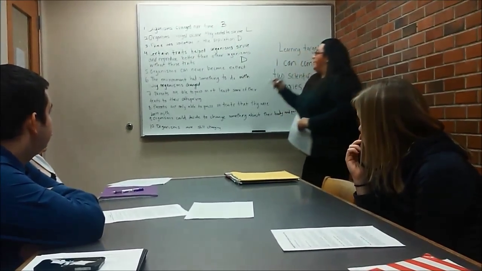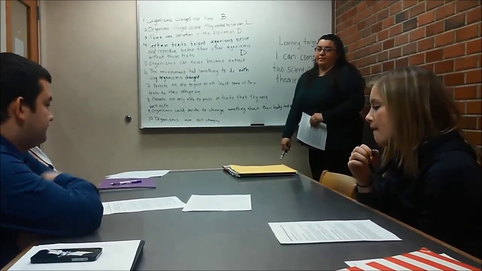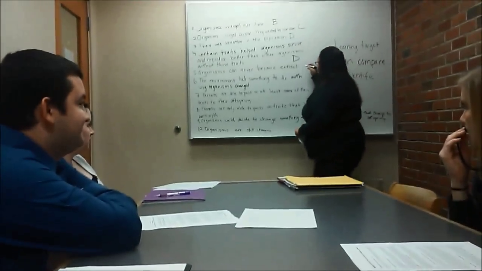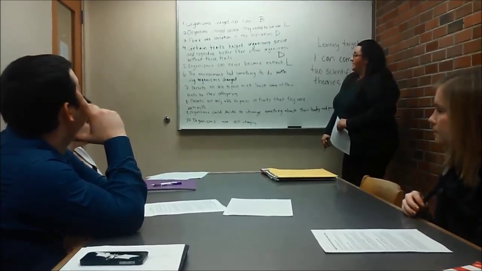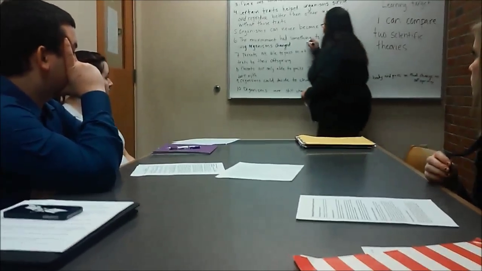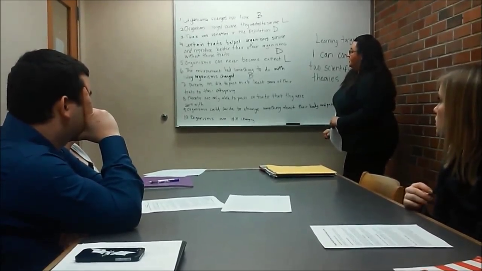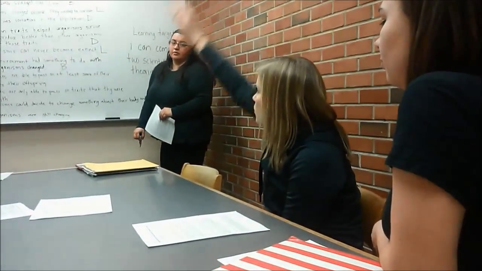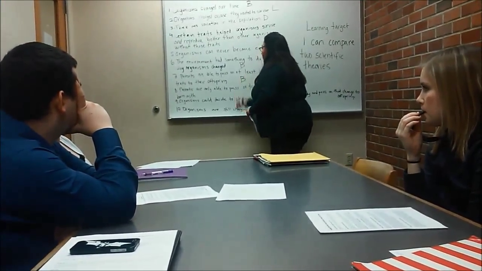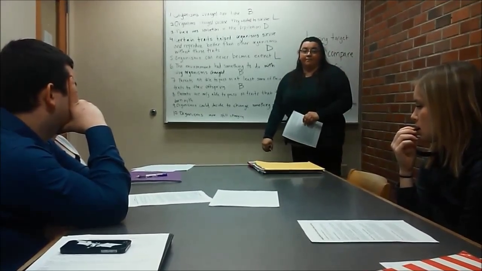Okay. Number 5, organisms can never become extinct. So, who thought that? Boyd? Lamarck. Lamarck thought organisms can never become extinct. So number 6, the environment had something to do with why organisms changed. Kimberly? Both. Yeah, they both thought that. Number 7, parents are able to pass on at least some of their traits to their offspring. Nicole? Both. So number 8, parents are only able to pass on traits that they were born with. Who was that? Rachel? Darwin. That was Darwin.